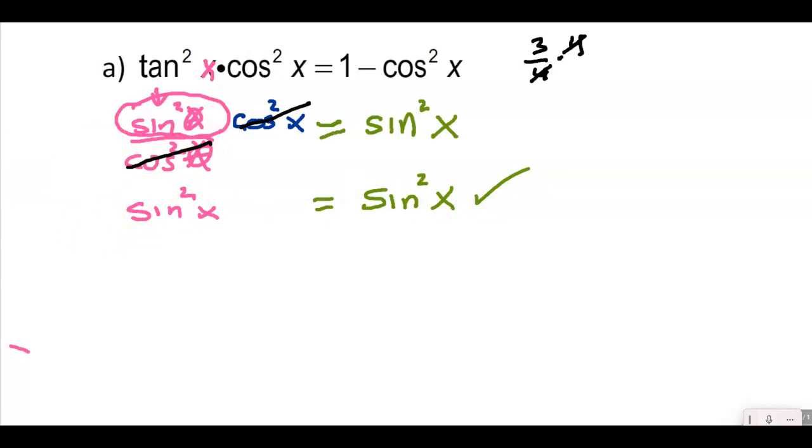Now, I could have left the right-hand side alone and just said 1 minus cosine squared and kept it all the same. And then on this step, I would have said, oh, sine squared is equal to 1 minus cosine squared. And my last step would have said 1 minus cosine squared equals 1 minus cosine squared.